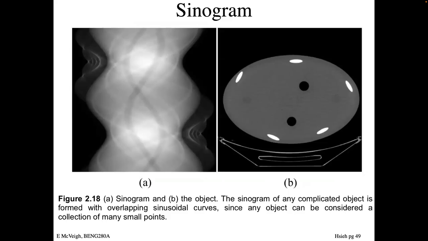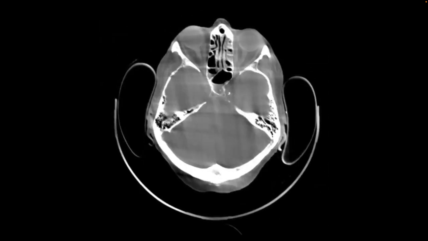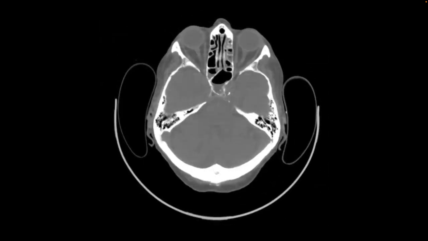And now what we're going to do is apply data from different angles as a function of time, and just add them up. And you get this. So what's happening here is we have a few angles more. You can see the source and the detector are rotating.